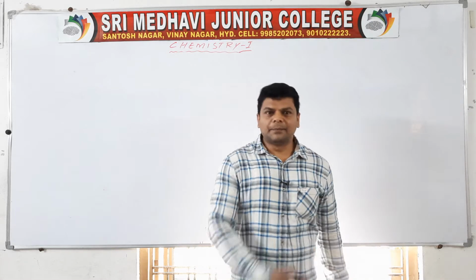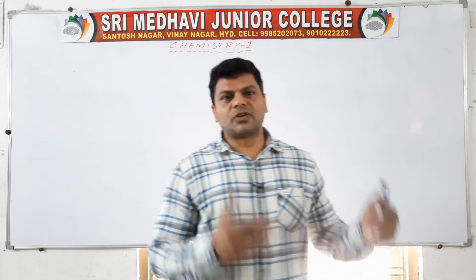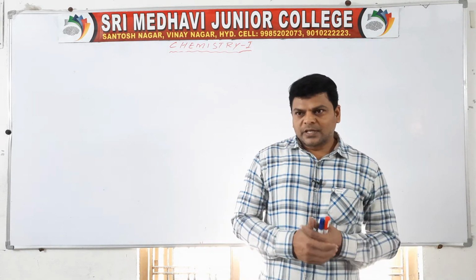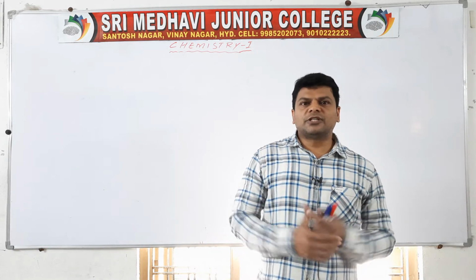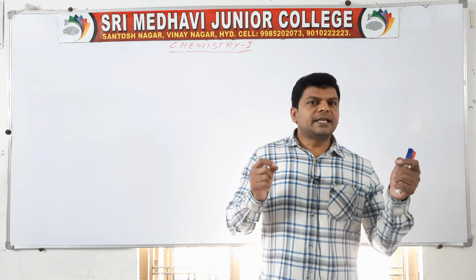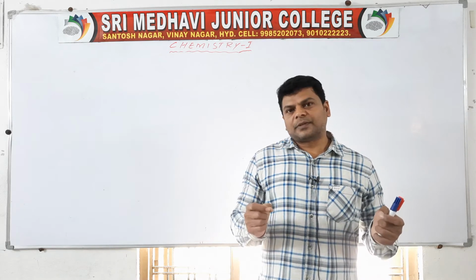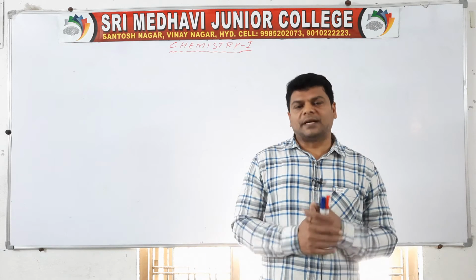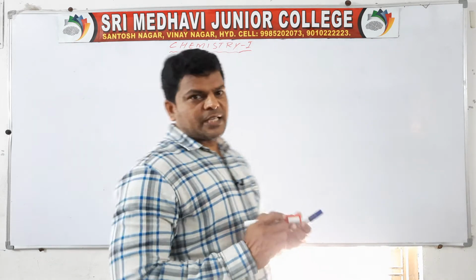Okay students, in the previous class we discussed the structure of graphite and the differences between graphite and diamond. Now in this class we are going to discuss fullerenes. It is another crystalline allotropic form of carbon.